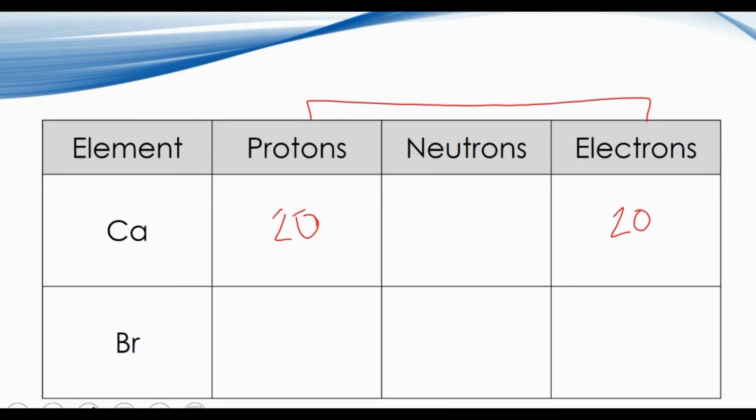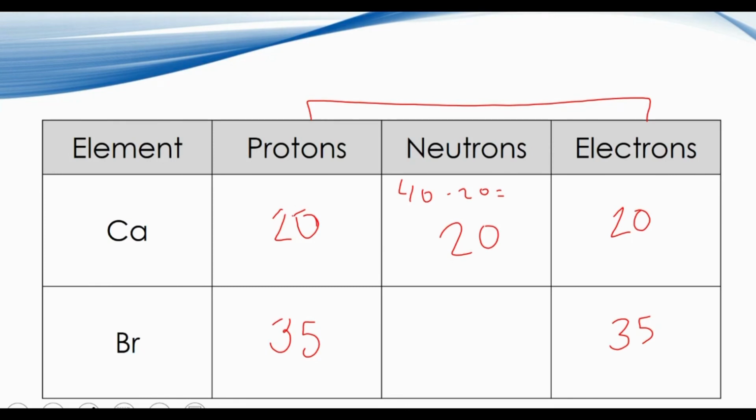So here, the atomic mass is 40 minus 20, right? Because we have to subtract the atomic number from the atomic mass, we end up with 20 as well. So calcium has 20 protons, 20 neutrons, and 20 electrons. Now let's look at bromine. Bromine has atomic number 35, and therefore we can assume that it has 35 protons and 35 electrons, again, because it's a neutral atom.